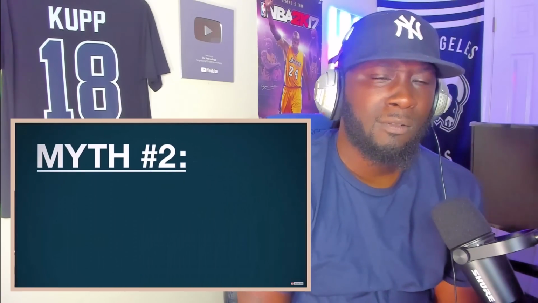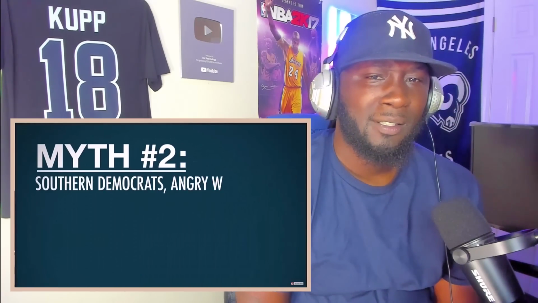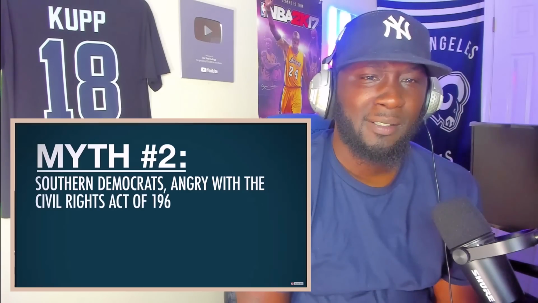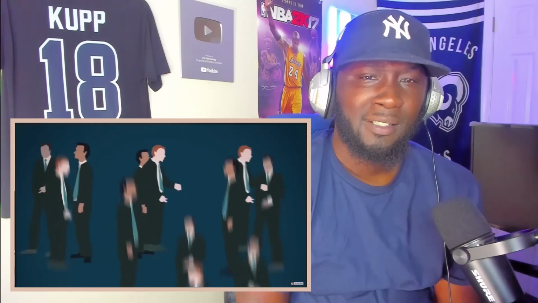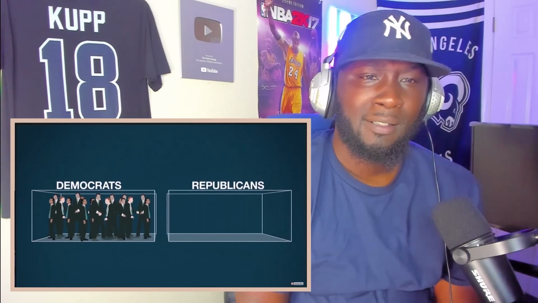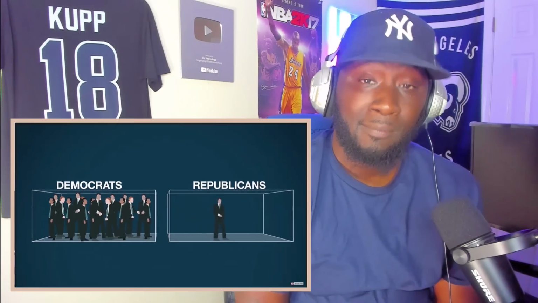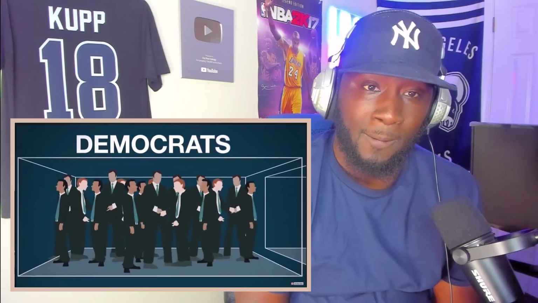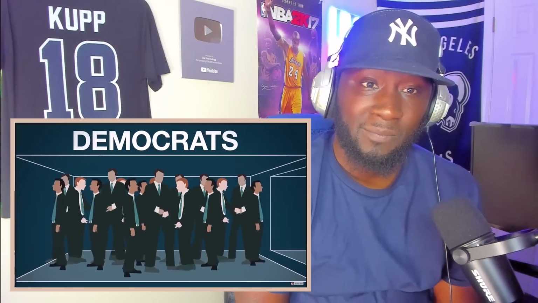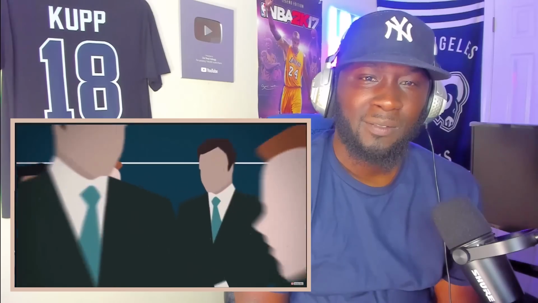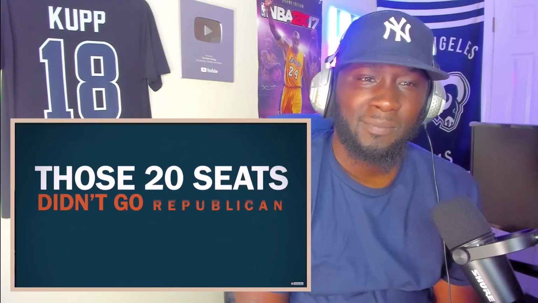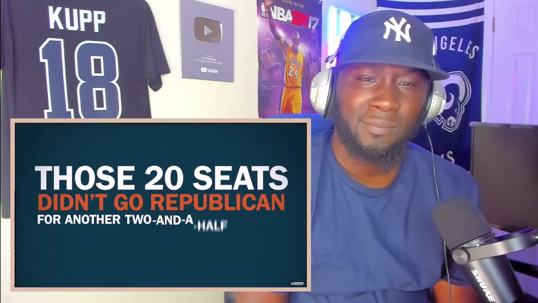Myth number two, Southern Democrats, angry with the Civil Rights Act of 1964, switched parties. Fact, of the 21 Democratic senators who opposed the Civil Rights Act, just one became a Republican. The other 20 continued to be elected as Democrats or were replaced by other Democrats. On average, those 20 seats didn't go Republican for another 2.5 decades.